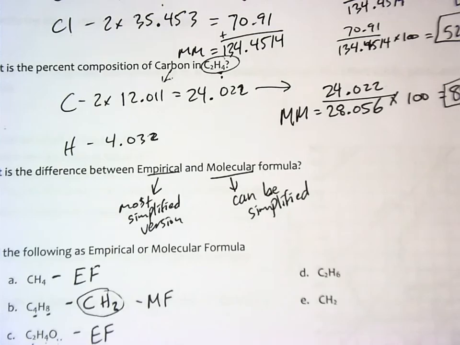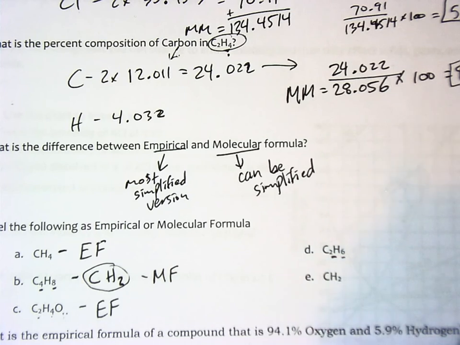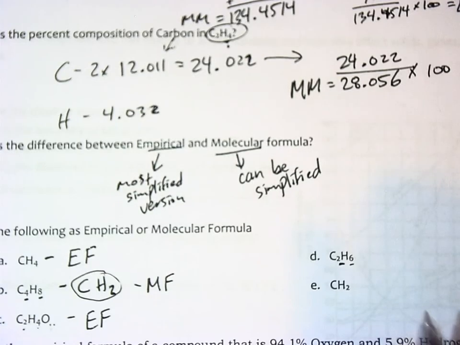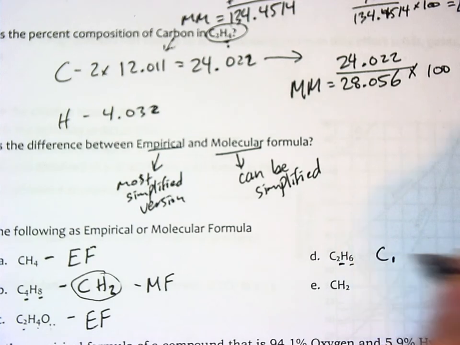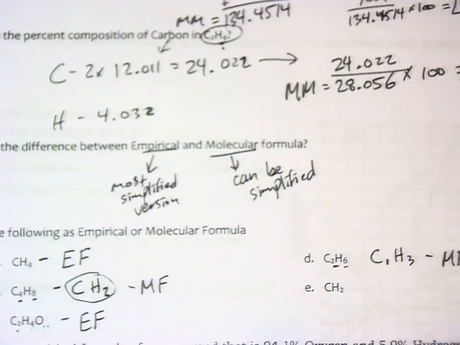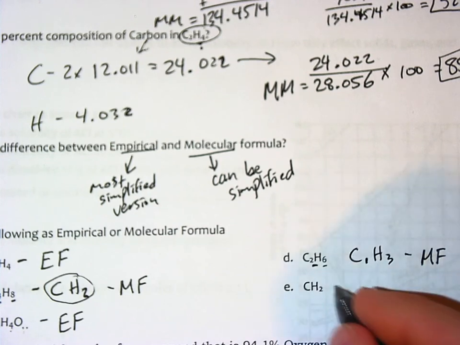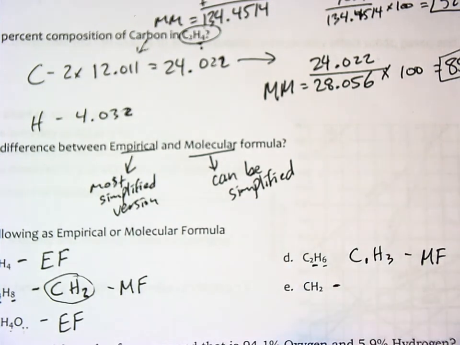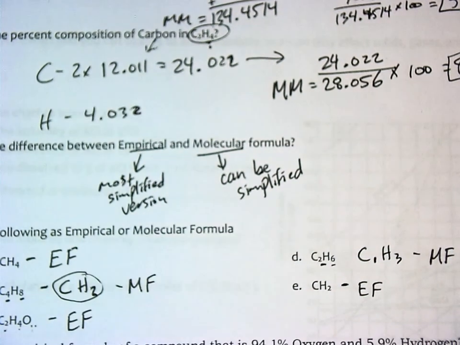Okay. D, 2 and 6 are common multiples. Okay, so 2 is my common multiple here. All right, so 2 divided by 2 is 1, which I don't really have to write, and then H would be 3. Okay, so what we started with was the molecular formula. Okay, CH3 is the most simplified version, so it's the empirical formula.